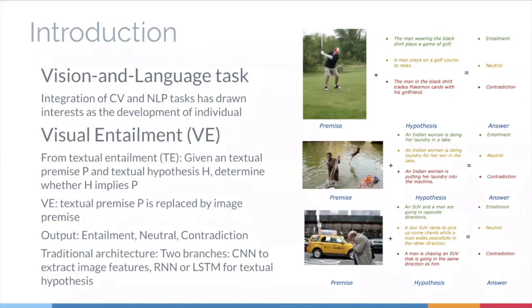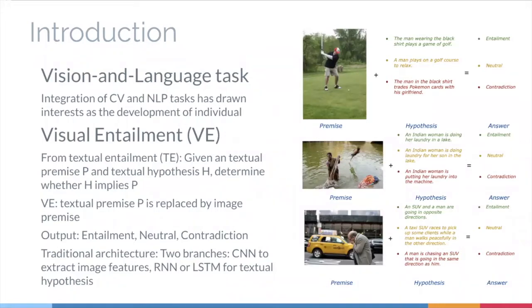The task of TE is that given a textual premise P and a textual hypothesis H, we need to determine whether P implies H. In VE, however, the textual premise P is replaced by an image premise. The output of TE and VE has three classes: entailment, neutral, and contradiction.